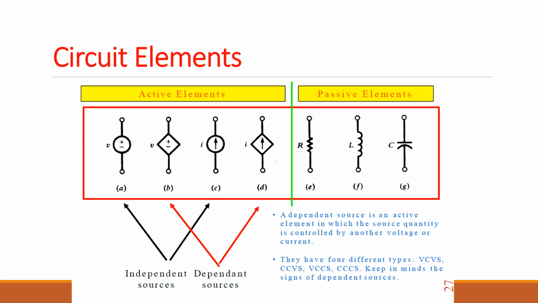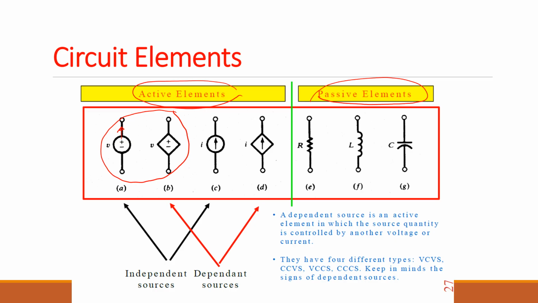Now let's look at the circuit elements. In a circuit, we can have active elements and also passive elements. Active elements are supplying energy. So there can be voltage sources and also current sources. These ones are voltage sources. You can see a positive and a negative sign, and the current is going out from the positive side when it is supplying energy.